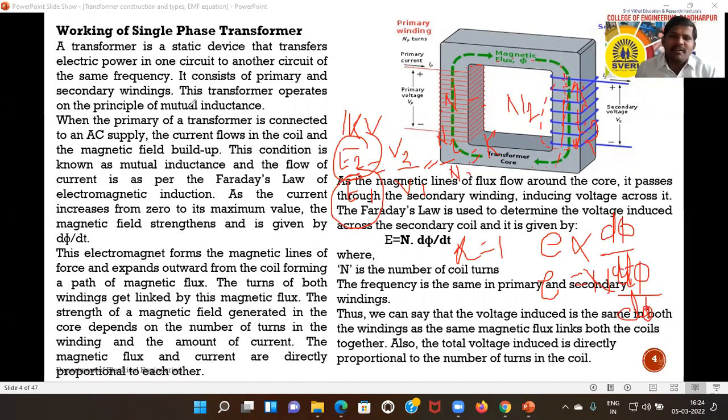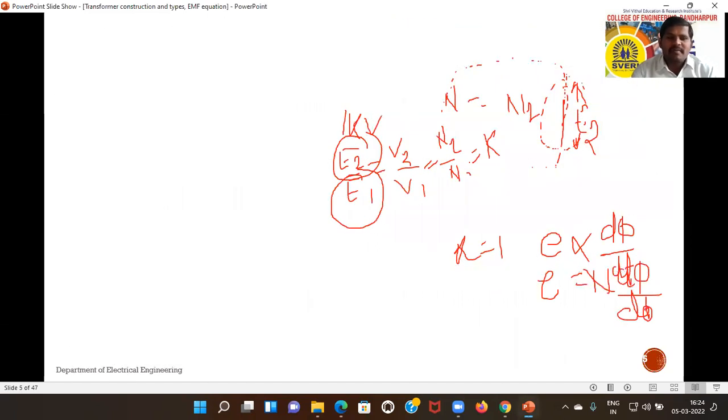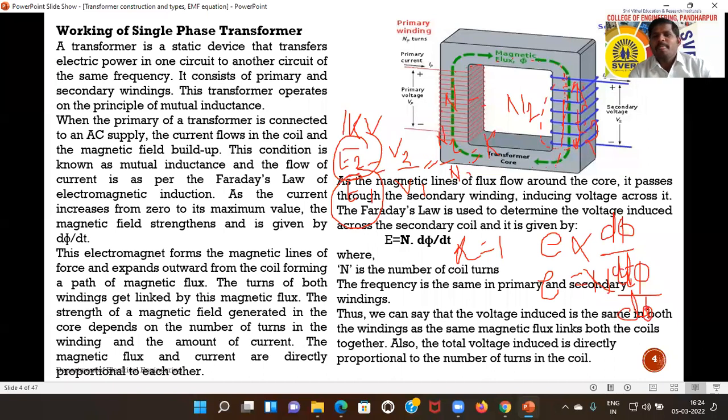Working principle of the transformer: the transformer works on the principle of mutual induction. Again it depends upon Faraday's law of electromagnetic induction. In the transformer working principle, two coils are used. One coil is called the primary winding, the second coil is called the secondary winding. These two coils are not electrically connected to each other, but they are magnetically coupled to each other. Those two coils are magnetically coupled.